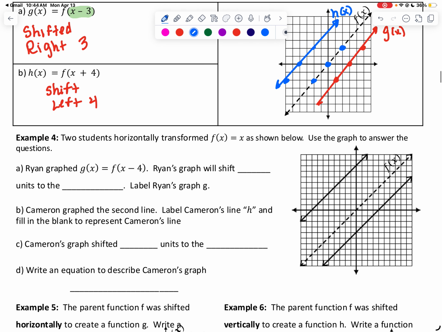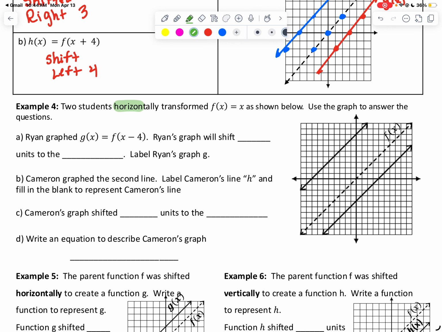All right, example 4. Two students shifted a function horizontally, that's very important that it said horizontally. If they're shifting a function horizontally, that means they can only move left or right. They can't move up or down, okay? As shown below, use the graph to answer the questions. So in question A, it says Ryan graphed g of x equals f of x minus 4. This means that Ryan's graph will shift 4 units to the right. Remember, it's counterintuitive. Minus 4, right 4.